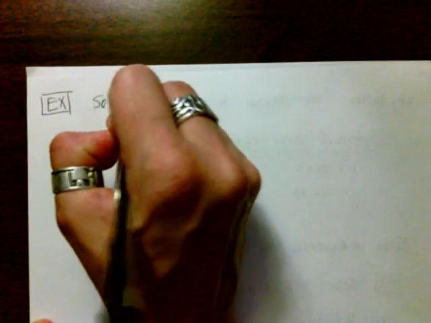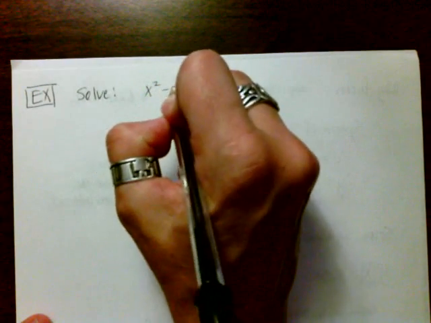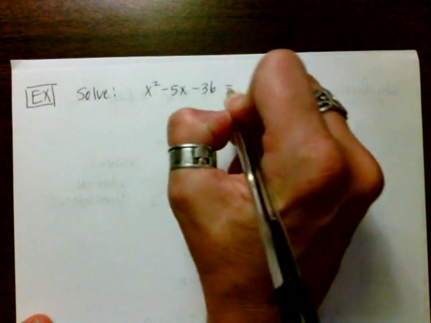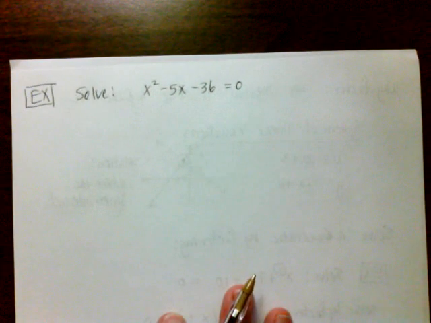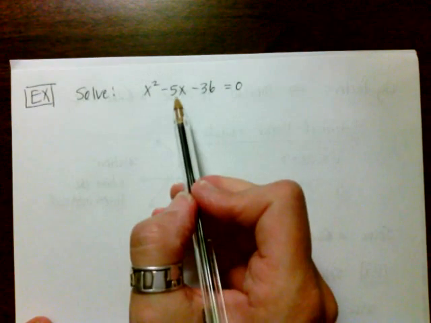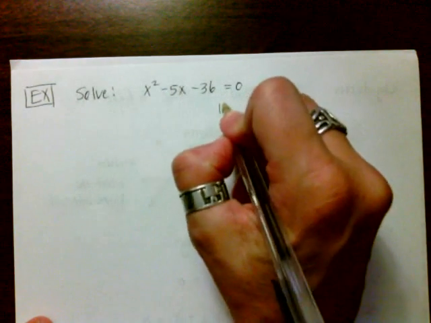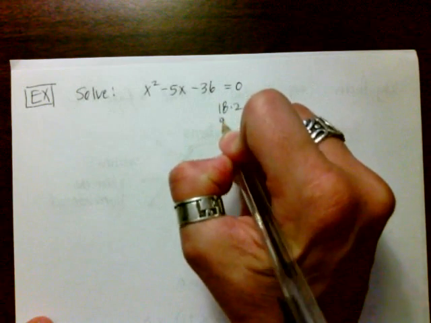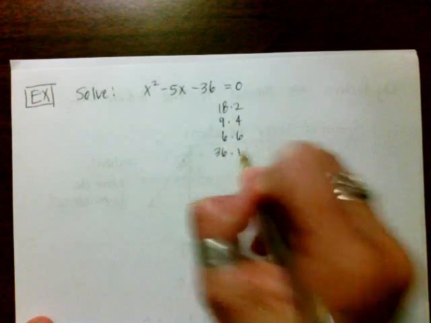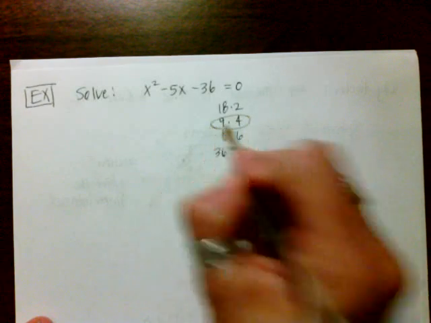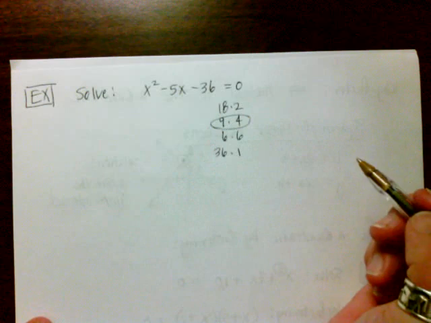Here's our next example. It says to solve. It doesn't tell you how, so we're going to solve by factoring. So I have x squared minus 5x minus 36 is equal to 0. I need to find the factors of 36 that subtract to give me 5. So 36 is 18 and 2, 9 and 4, 6 and 6, and 36 and 1. This is the only pair that subtracts to give me the -5.